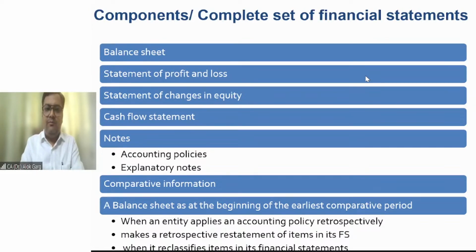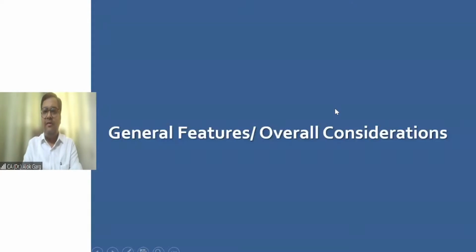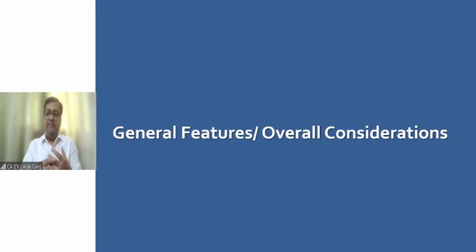Okay, let's move on, guys. So this is what we have discussed in the last class. Now we well understood the components of the financial statement. Now we are going to discuss the general features or overall considerations, right? For example, what is meant by general features or overall considerations?